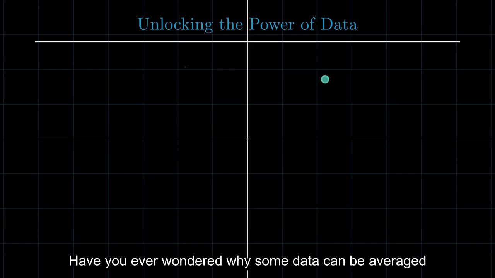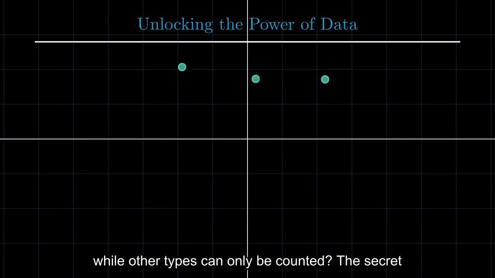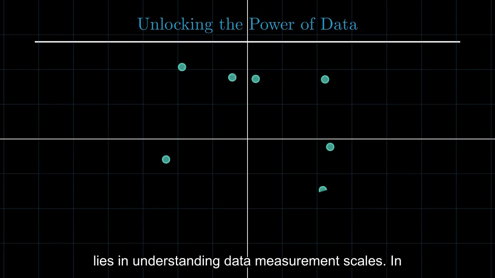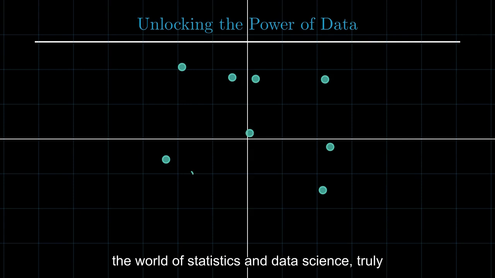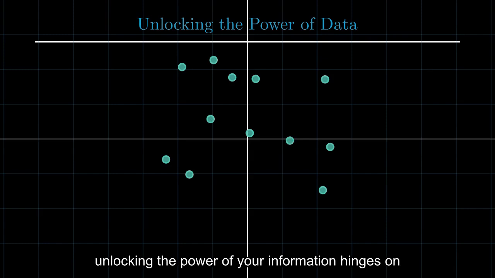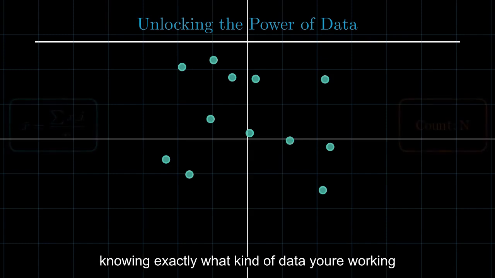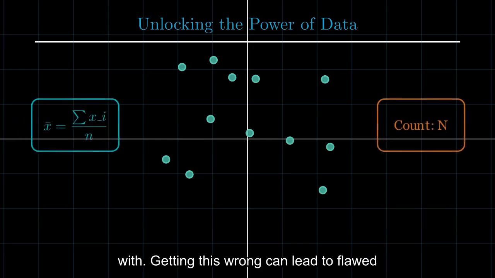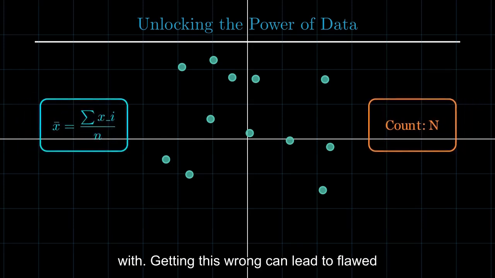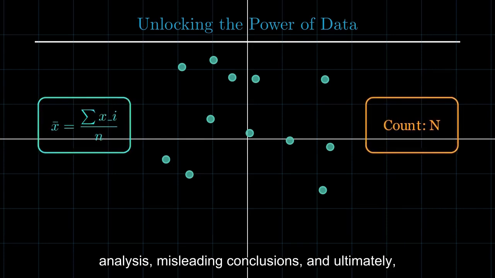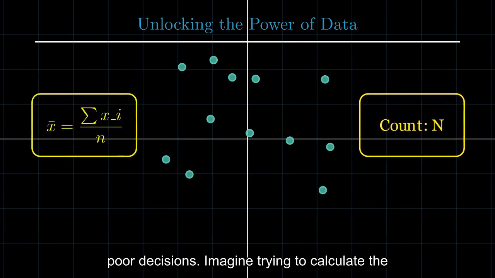Have you ever wondered why some data can be averaged while other types can only be counted? The secret lies in understanding data measurement scales. In the world of statistics and data science, truly unlocking the power of your information hinges on knowing exactly what kind of data you're working with. Getting this wrong can lead to flawed analysis, misleading conclusions, and ultimately, poor decisions.